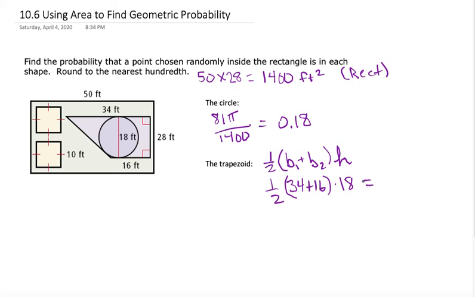When I multiply, okay, so that's 50, so it's 25 times 18. I get 450, I believe. So that's the area of my trapezoid, 450 feet squared. And I just need to divide it by the 1400 to get my probability, which is 0.32. So about 32% of the time, or roughly a third of the time, I would hit within that trapezoid. Let me know if you have any questions.